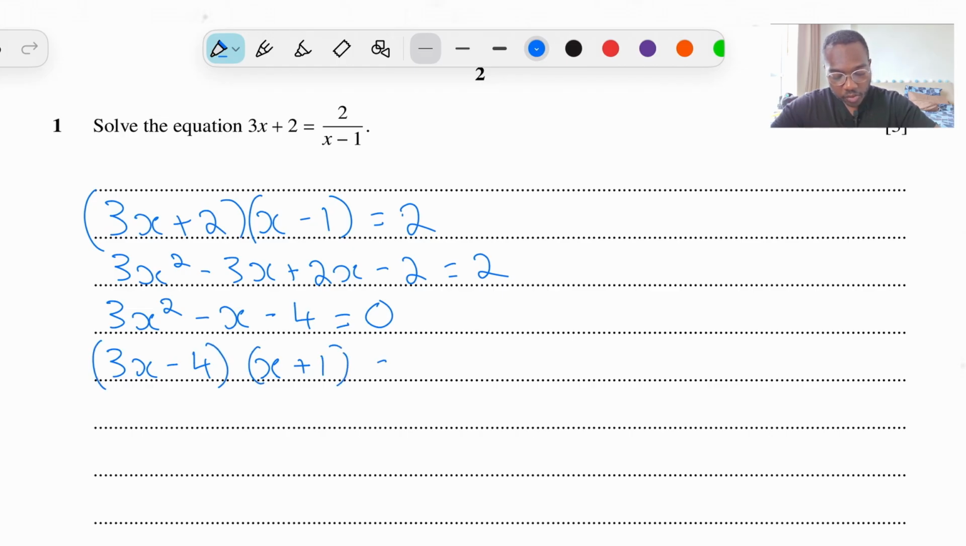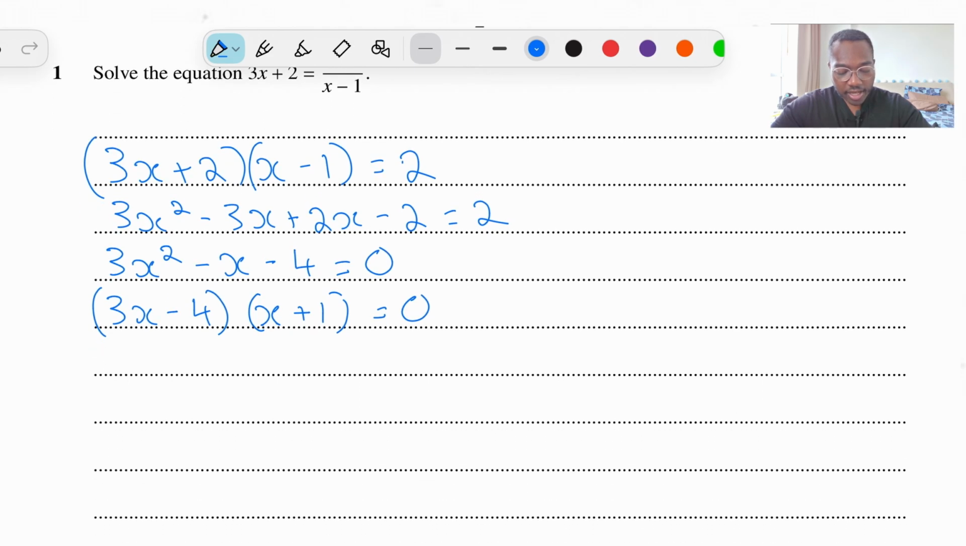Because now if we were to work this out, we would end up with a 3x times a 1, which is a 3x, and then a minus 4 times an x, which is a minus 4x. Then 3x minus 4x gives us the minus x, and then we have the minus 4 times 1, which also gives us the minus 4. So we factorized it, and now at this stage, we can just work out our x value. So we know x is equal to 4 over 3, and x is equal to minus 1.